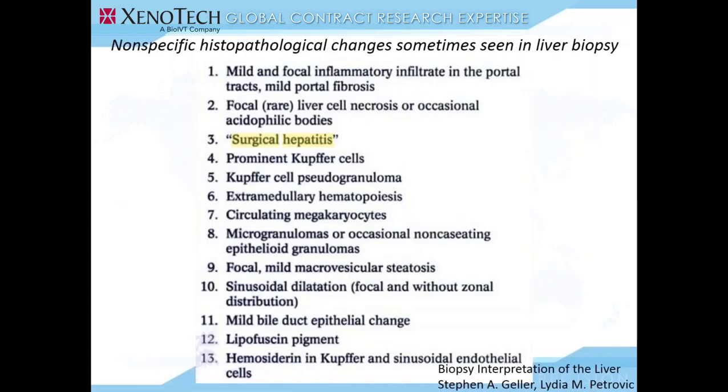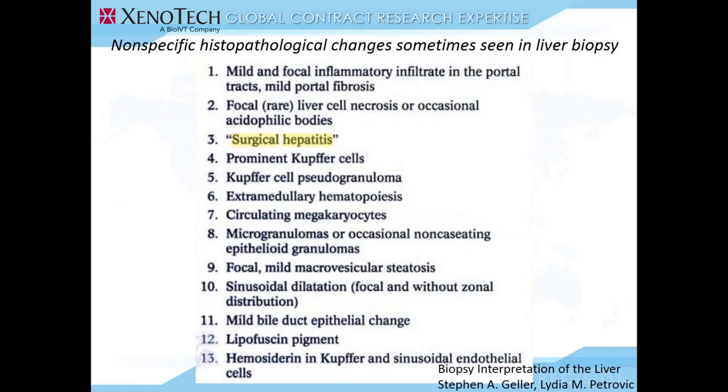When you look at the slides obtained from liver biopsies and compare them to slides obtained from major surgery, such as the equivalent of harvesting an organ for transplant, you may see one of many non-specific histopathological findings, such as indicated here in yellow, surgical hepatitis. In general, there are many non-specific histopathological findings seen in liver biopsies. You may see some of them on our slides, and you'll see that the specimens are still classified as normal.